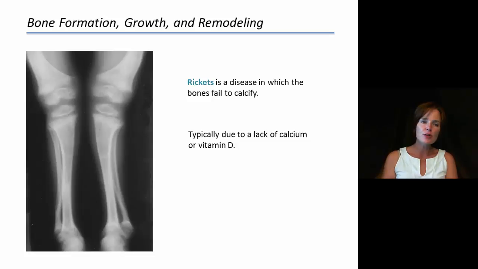So the two of those can cause the bones to not calcify properly, and that causes the bones to not be quite so sturdy. And you can see here in this image, this would be an x-ray of someone that has rickets, that then you end up with bones that have a curved structure to them because they can't handle all of those stresses that they are subjected to.